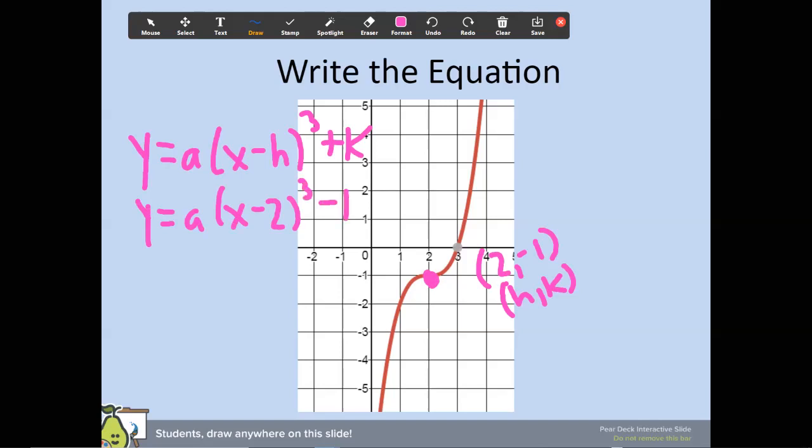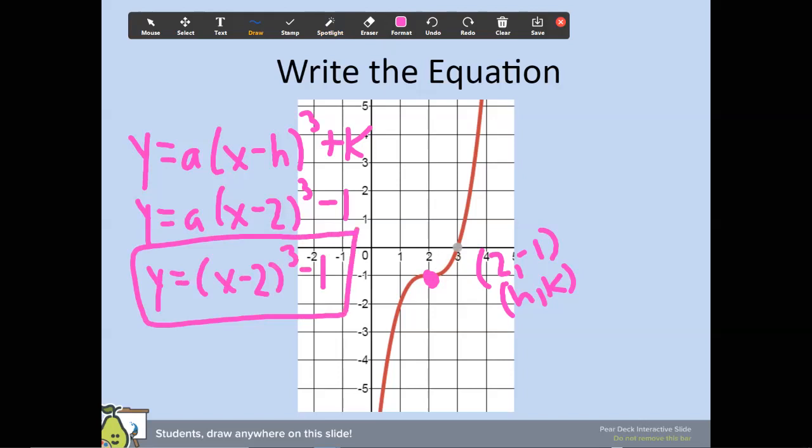Now to find my a, there are a couple of ways you can do it. You can use that point, and I'll show that in a second, or you can go from your inflection point and go out 1. 1 cubed is 1, so I should be going up 1. If I'm not going up 1, that means my a is multiplying and changing that height. In this case, I went over 1, 1 cubed is 1, and I went up 1. So my a is going to be 1. It has not been adjusted. So this is going to be y equals just x minus 2 cubed minus 1. That's going to be my equation.